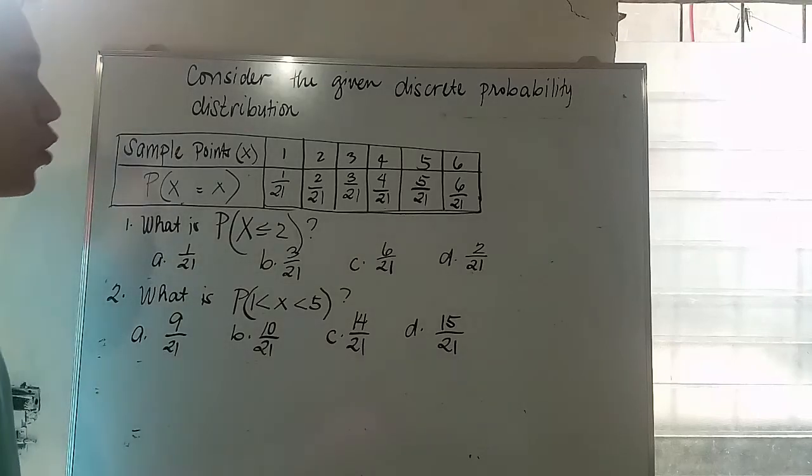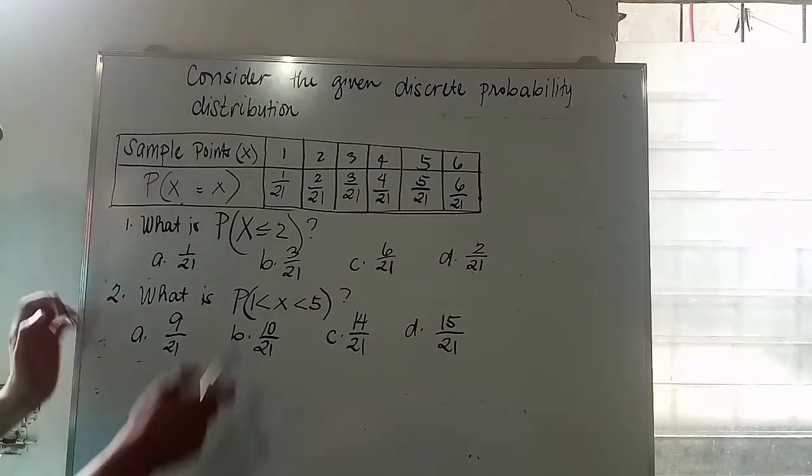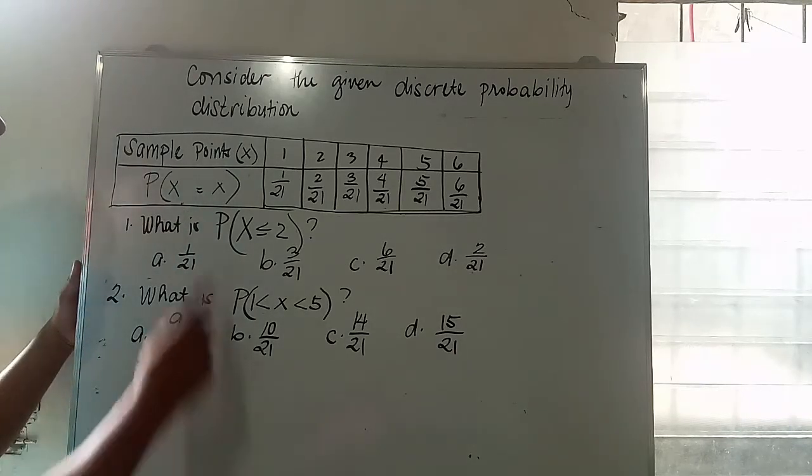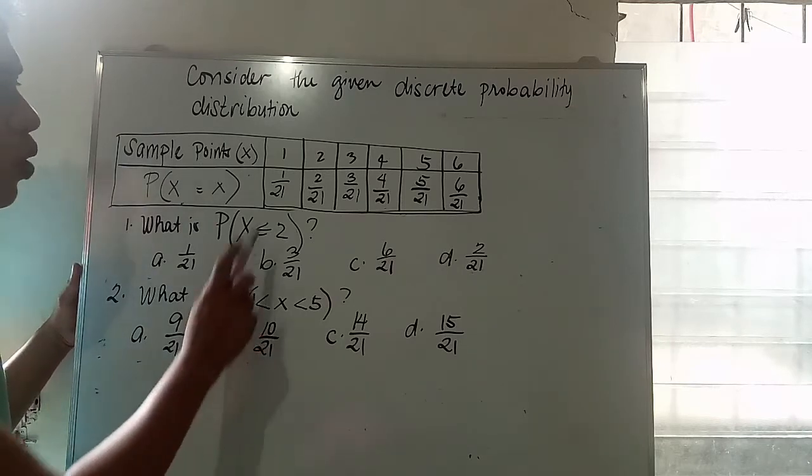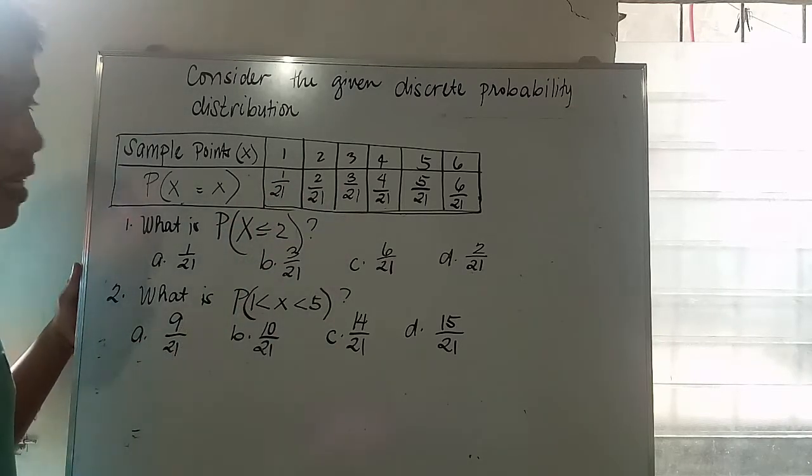I will be explaining to you this exercise. So we will consider the given discrete probability distribution. So we have here the table. We have the sample points, our x. We have 1, 2, 3, 4, 5, and 6.